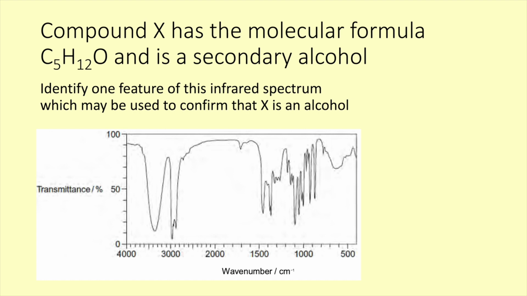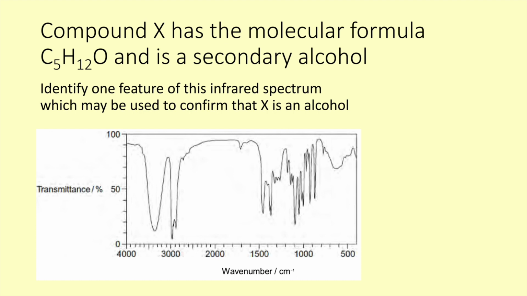Just as before, pause the video and have a go at it before listening to the work through. So this question here: compound X has the molecular formula C5H12O and is a secondary alcohol. Give one feature of this spectrum which may be used to confirm that X is an alcohol. When doing these questions, make sure you've got that data sheet in front of you. You get given it in your exam, so just like you'd have a periodic table in front of you, by all means have this infrared absorption data in front of you.